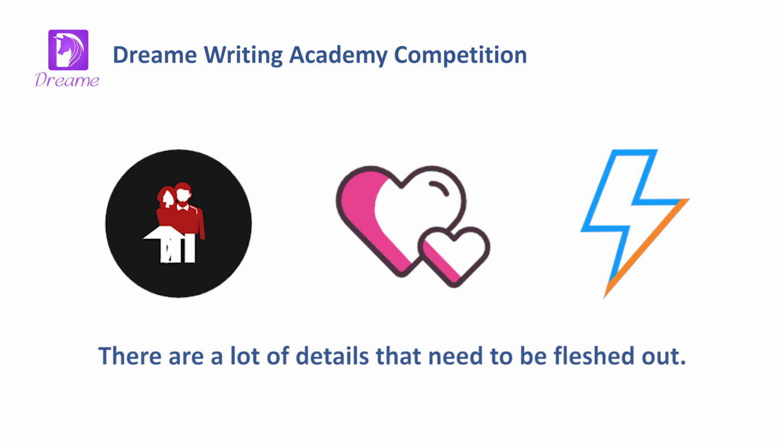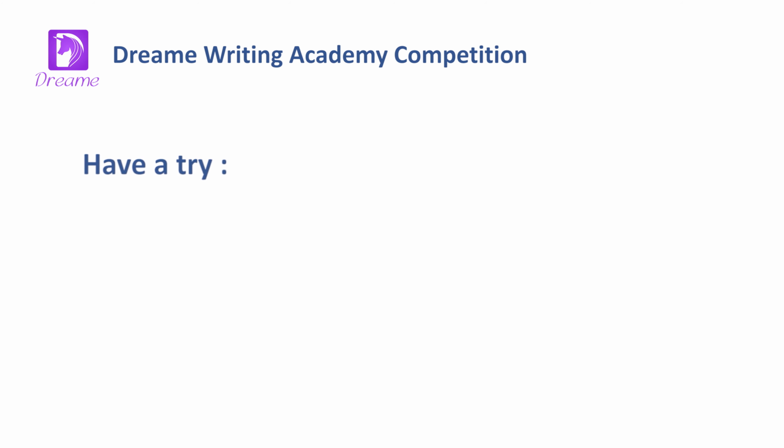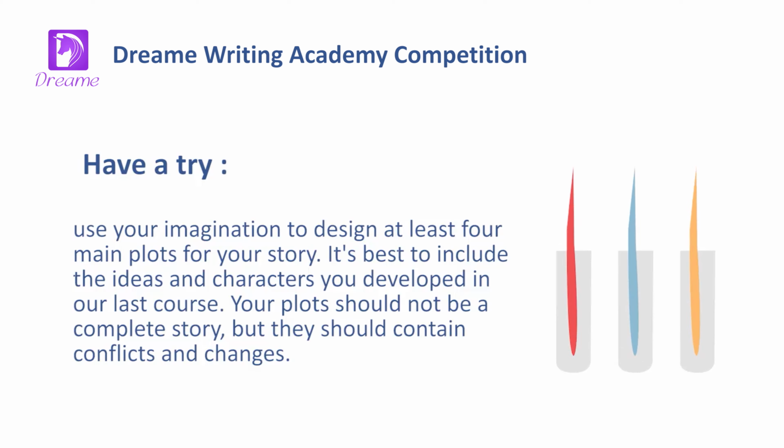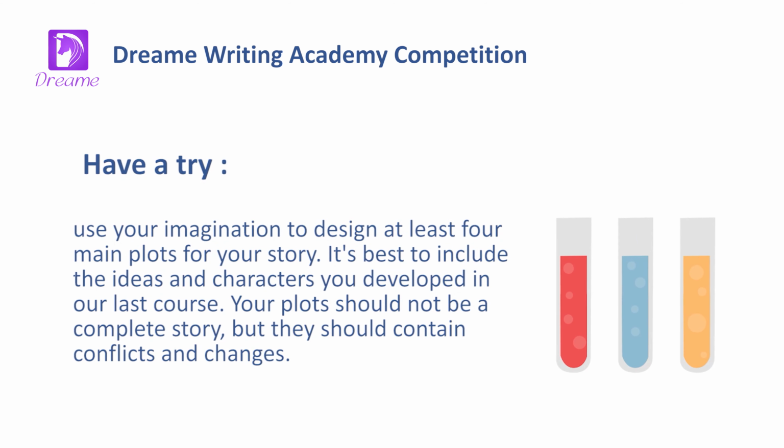In this course, think carefully about what main plots you want to have in your story. What is the order of events? And what change will they bring to the characters and the novel itself? Give it a try. Use your imagination to design at least 4 main plots for your story. It's best to include the ideas and characters you developed in our last course. Your plots should not be a complete story, but they should contain conflicts and changes.